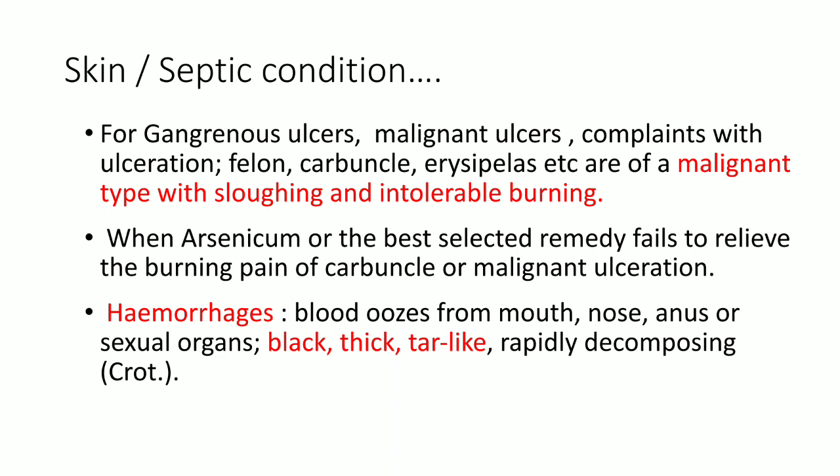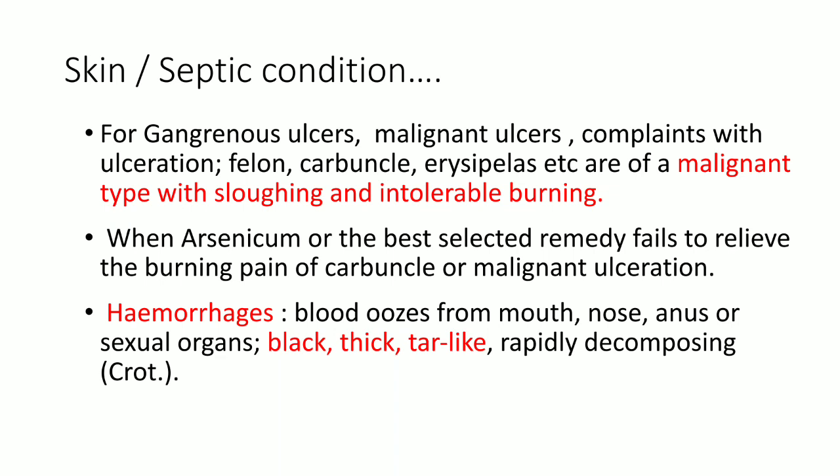Anthracinum can be given for various skin conditions like gangrenous ulcers, malignant ulcers, complaints with ulcerations, felon, carbuncle, erysipelas, etc., where these are of malignant type with sloughing and intolerable burning. So the various skin symptoms are of a malignant type with much sloughing and burning. And when Arsenicum album or the best selected remedy fails to relieve the burning pains of carbuncle or malignant ulceration, anthracinum can be given.